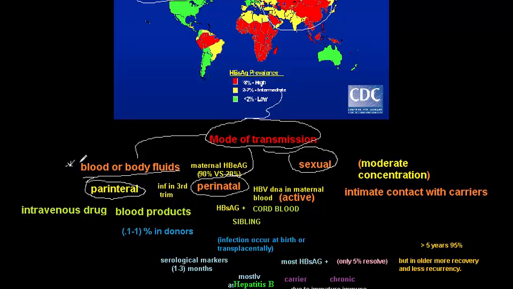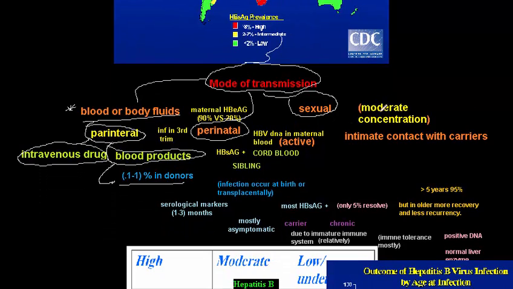So now let's start with the blood or body fluid transmission, maybe due to intravenous drug administration or blood products. You can find the hepatitis B virus in about 0.1 to 1% in donors of blood. So this is by blood or body fluids, drug addicts and so on. Perinatal transmission is what concerns us here, because we are talking about pediatric hepatitis B. The most important risk factor associated with perinatal transmission of hepatitis B is the presence of maternal hepatitis B E antigen.